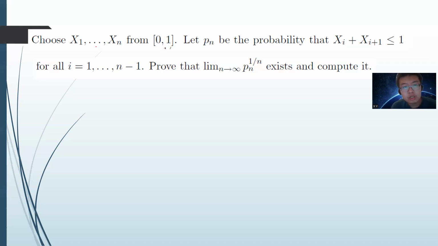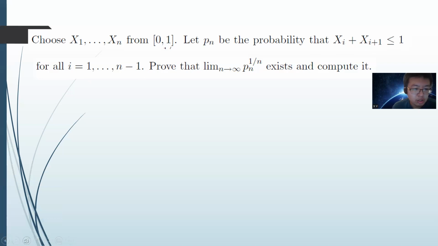Okay, so choose x1 through xn from 0 to 1, and let Pn be the probability that x_i + x_{i+1} is less than or equal to 1, for i from 1 to n-1. We want to prove that the limit as n goes to infinity of the nth root of Pn will exist, and compute it. So this problem is geometrical, right?